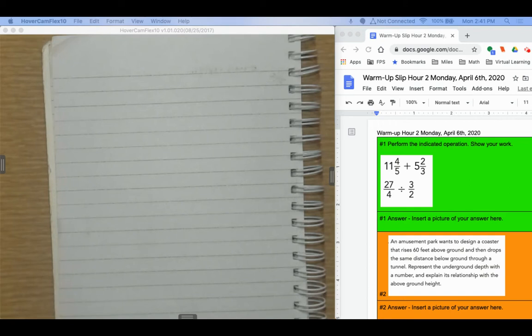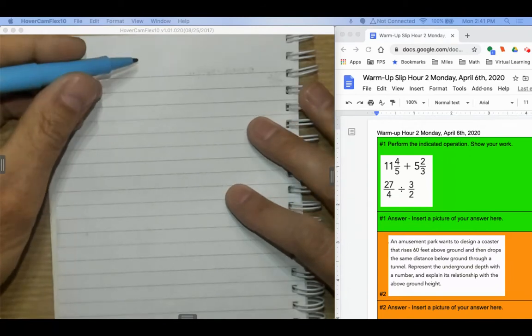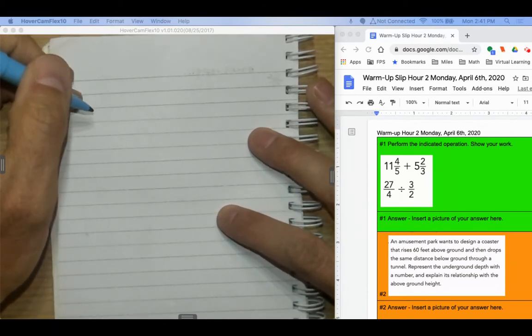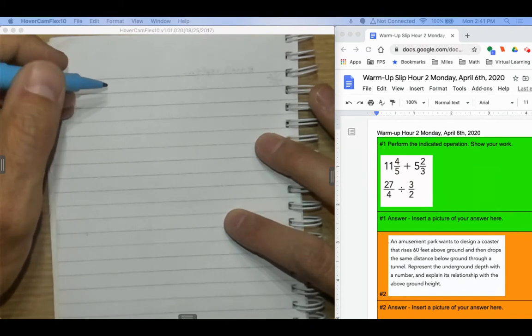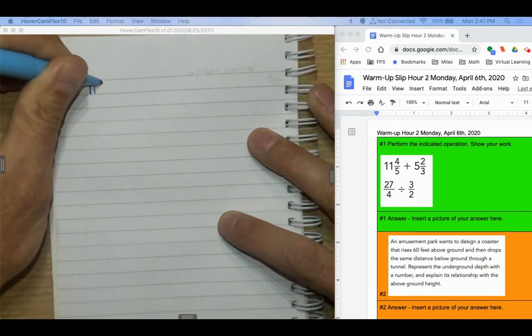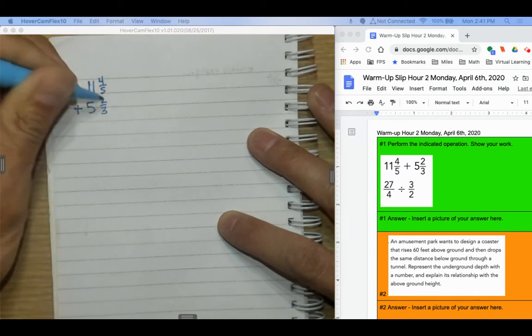All right, ladies and gentlemen, here we are with our warm up from yesterday. I need you to watch this to make sure you're getting this right. Number one says perform the indicated operation, show your work. All right, so this first one we have 11 and 4/5, and we're adding to it 5 and 2/3.